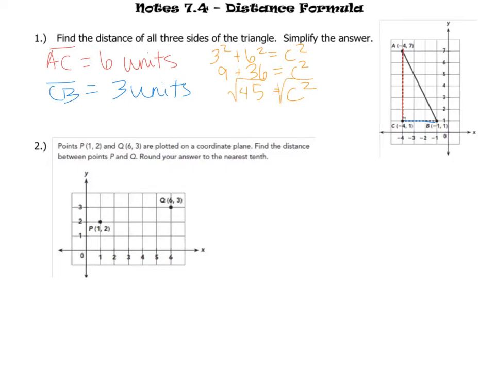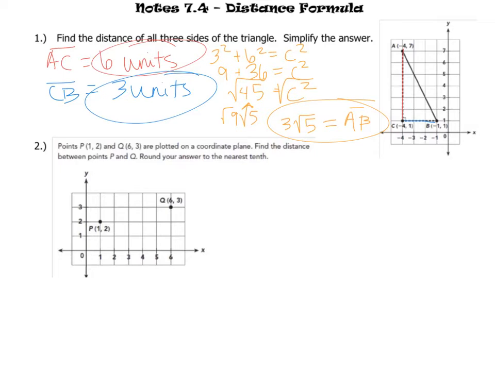We're going to square root each side. And it says to simplify the answer, so I'm going to need to find what goes into 45. Well, 9 and 5 do. And the square root of 9 is 3. So 3 square root of 5 is side length AB. So we have all 3 side lengths answered. Number 2, points P, which is (1, 2), and Q, which is (6, 3), are plotted on a coordinate plane. Find the distance between P and Q. Round your answer to the nearest tenth.